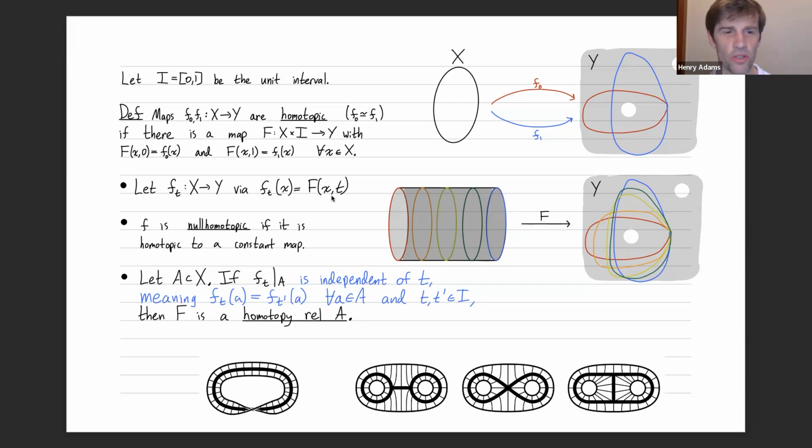Another concept which will come up later is homotopies relative to subsets. So if A is a subset of our domain space X, and if all of these interpolating maps fix A, then capital F is a homotopy relative to A. By fixing A, we mean that where a point in A gets mapped is independent of the time in this deformation.